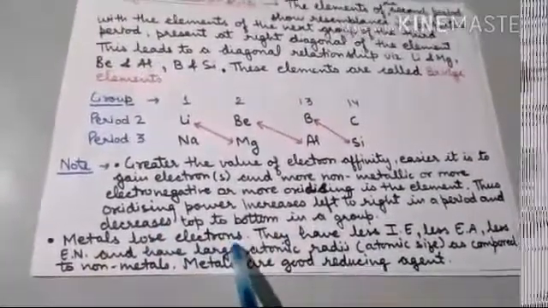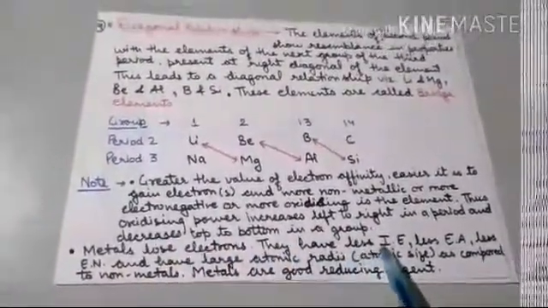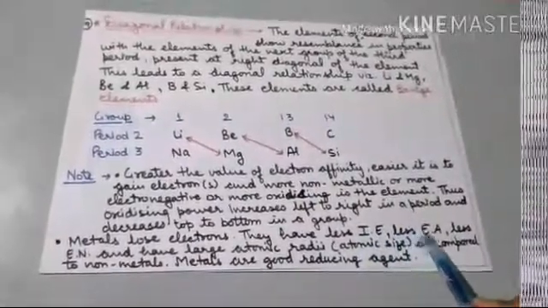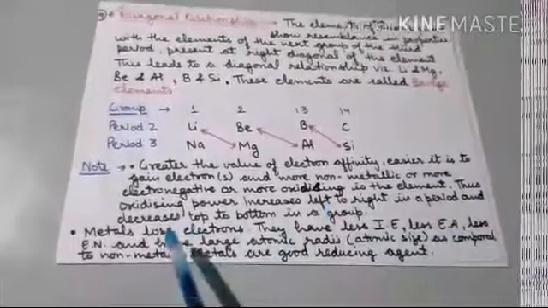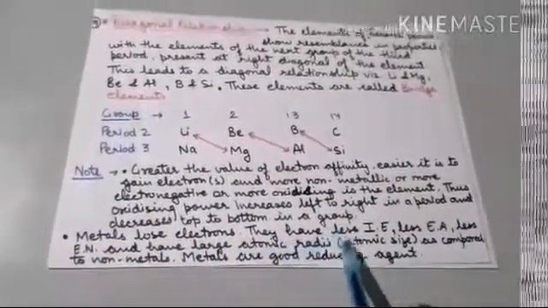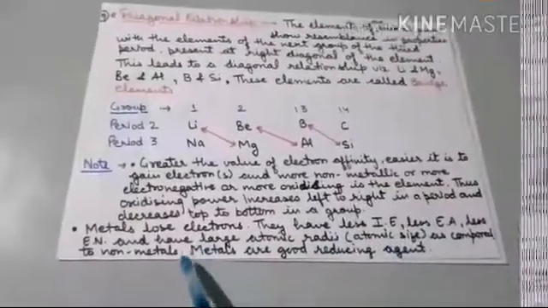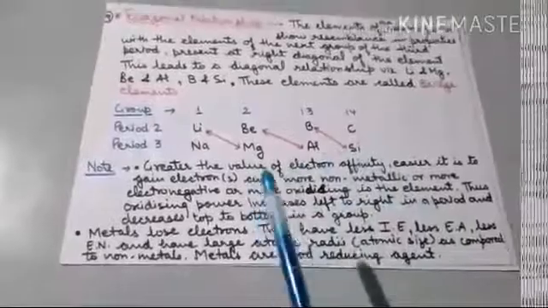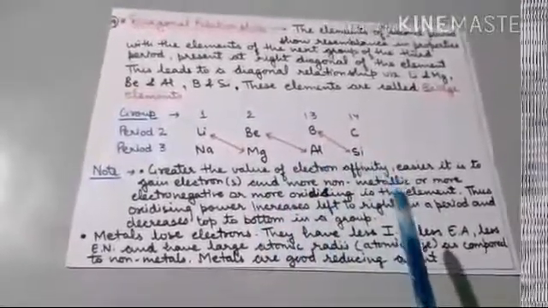Metals lose electrons. They have less IP or ionization potential, less electron affinity, less electronegativity and have large atomic radii, means atomic size, as compared to non-metals. That's why metals are good reducing agents while non-metals are good oxidizing agents.